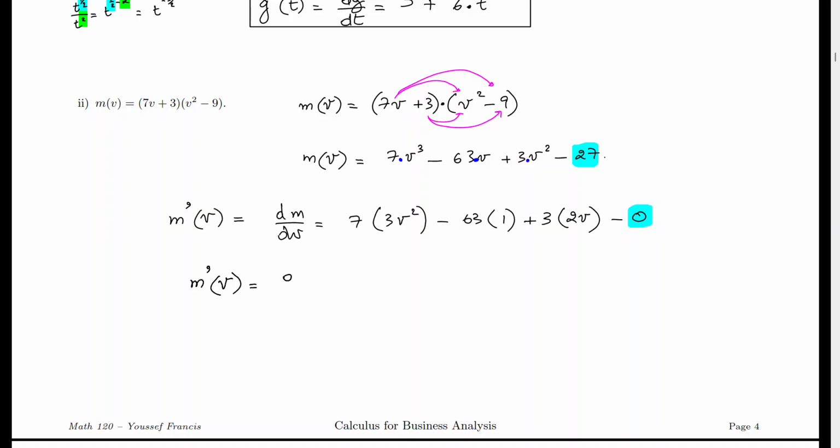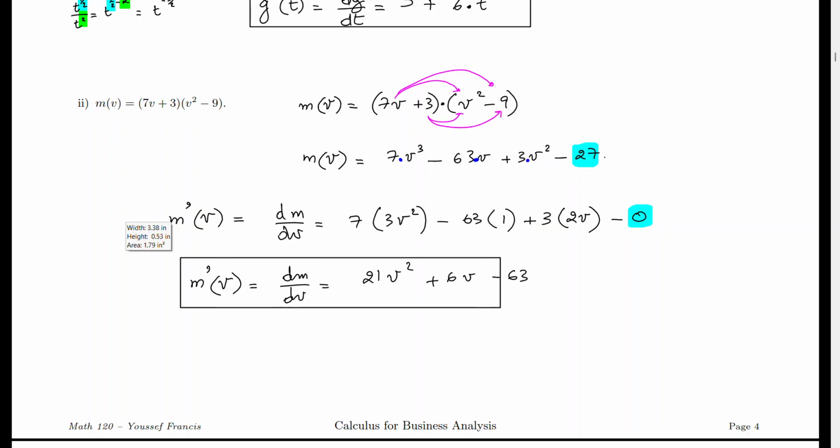All we have to do is now clean up the mess a little bit and multiply the 7 and the 3. We get 21v squared. If I multiply the 63 and the 1, it's going to be 63. And if I multiply the 3 and the 2v, it's going to be 6v. Now, usually what we like to do is put the highest power first, then the next power, then the number. So if you want to do that, you would write basically 21v squared plus 6v minus 63. So that's the slightly nicer way of writing down the answer.